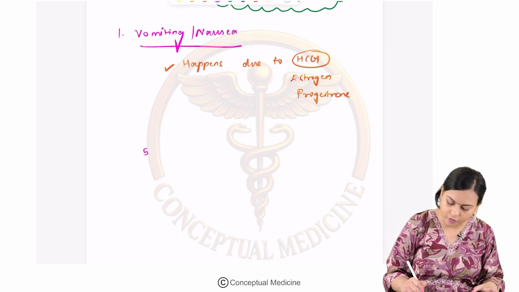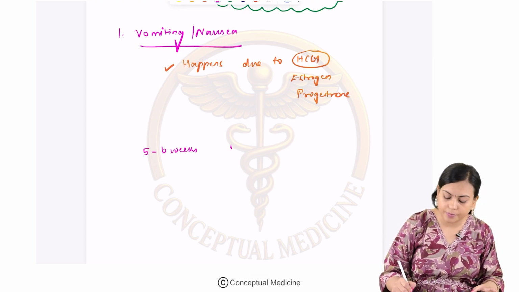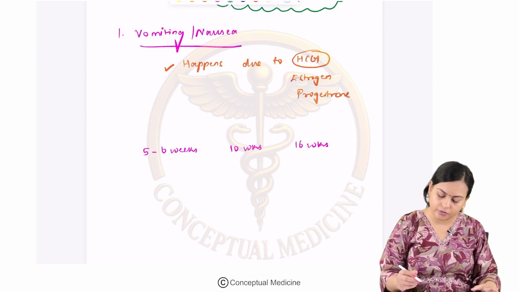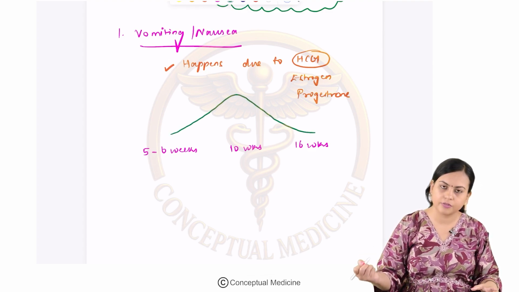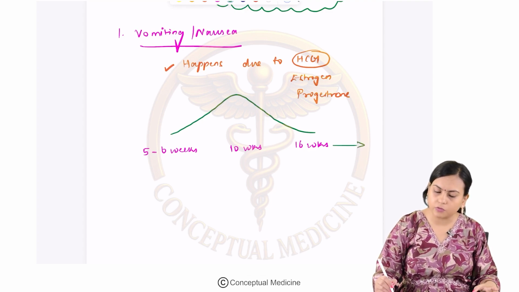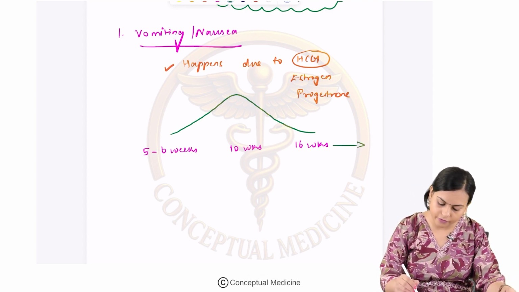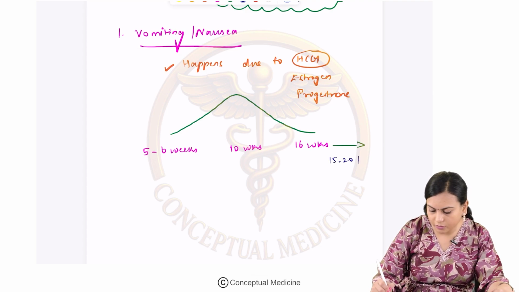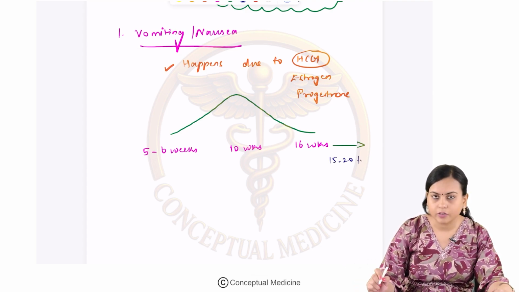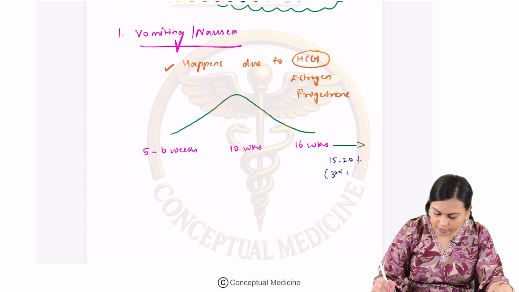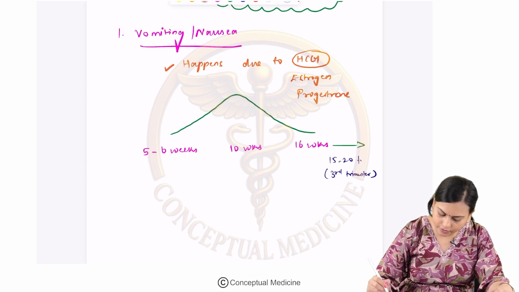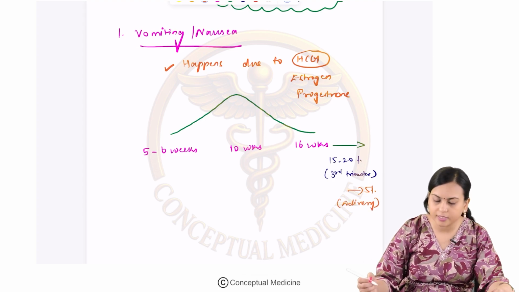We all know that vomiting in pregnancy starts around 6 weeks, peaks around 10 weeks, and reduces by or after 16 weeks. Generally the curve is like this. Most of the time after this we do not have any nausea or vomiting, but in some 15 to 20% of cases, the nausea and vomiting can continue into the third trimester. And among these, about 5% of cases can have nausea and vomiting till delivery.